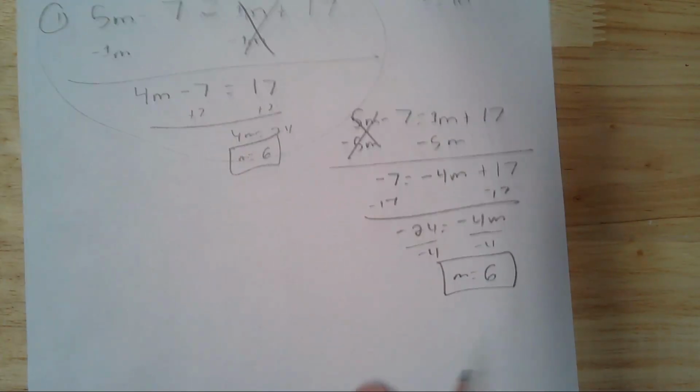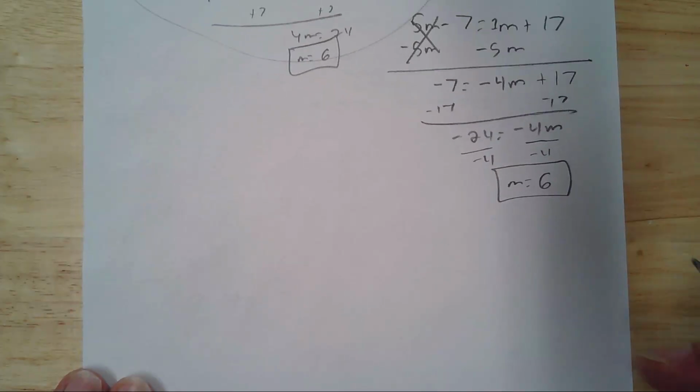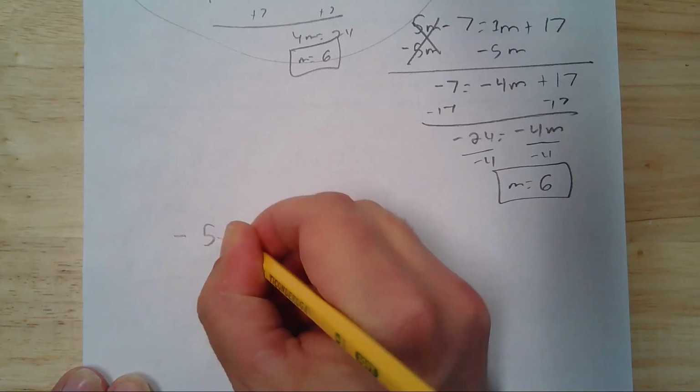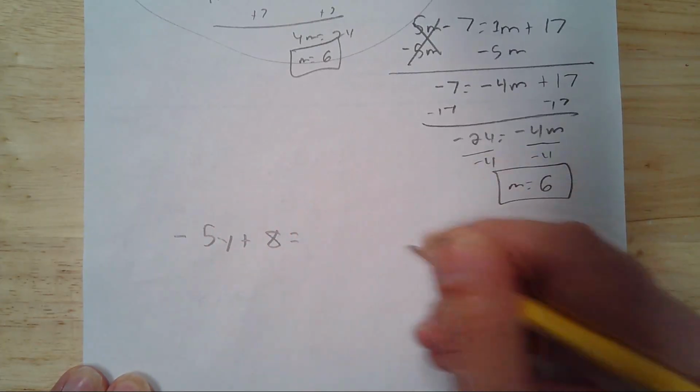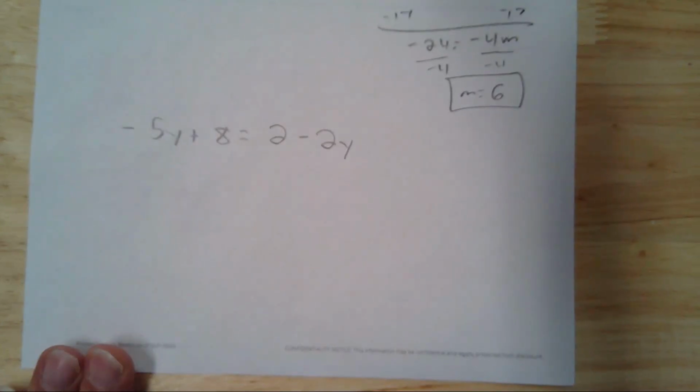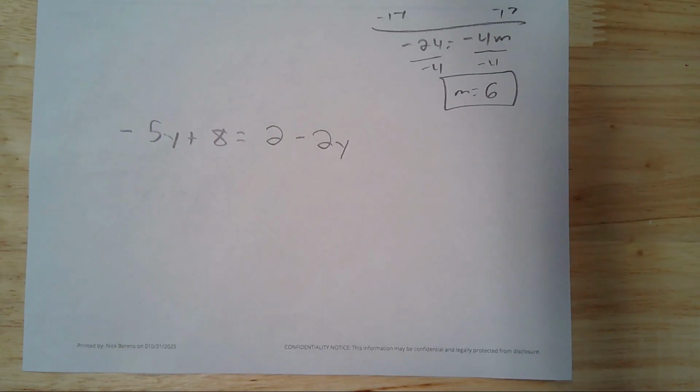Why don't you guys try one here? Try negative 5y plus 8 equals 2 minus 2y.